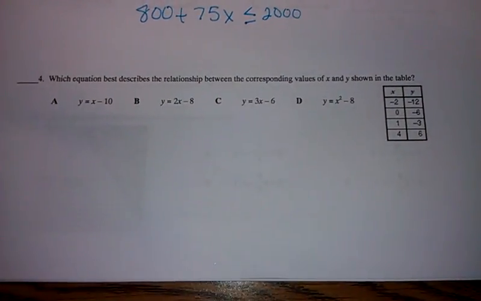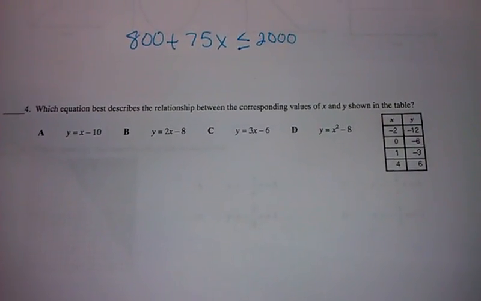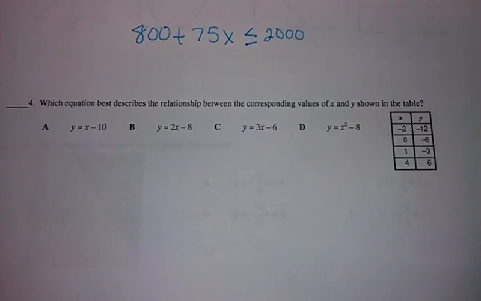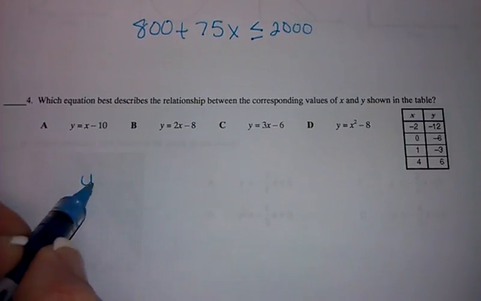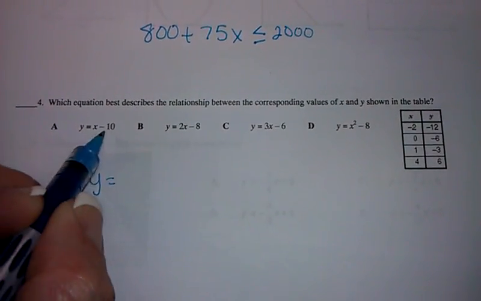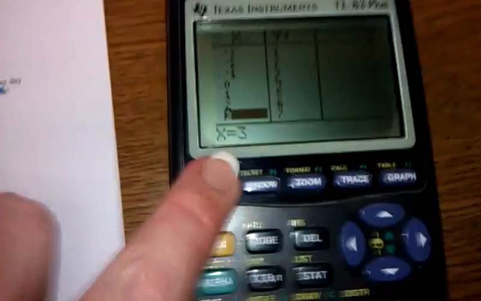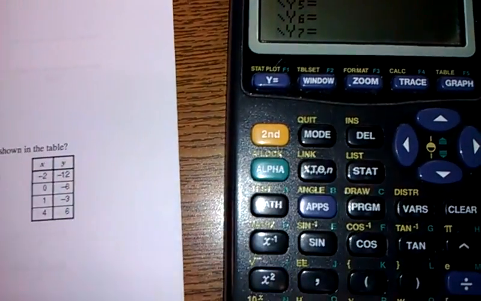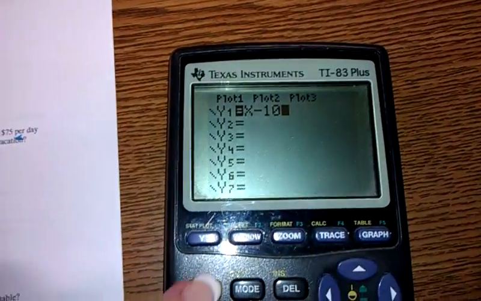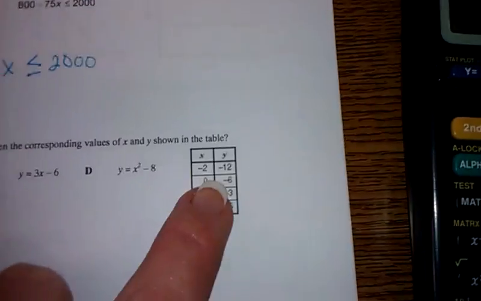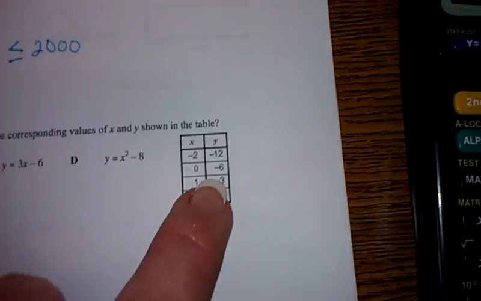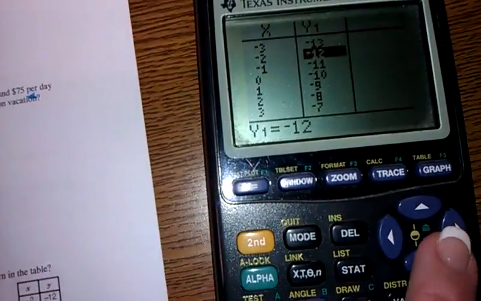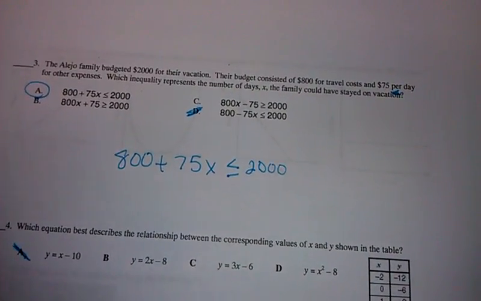Number 4. It gives you a table, and it wants you to find out what the equation is. Now, one way to do this is go in your calculator, go to y equals, and put in there each one. So like I would go in here and put x minus 10. Second graph. And I would try and match up all these points. Negative 2, negative 12. Yep. 0, negative 6. Nope, that says 0, negative 10. So it's not A. So I would go through and match it up.